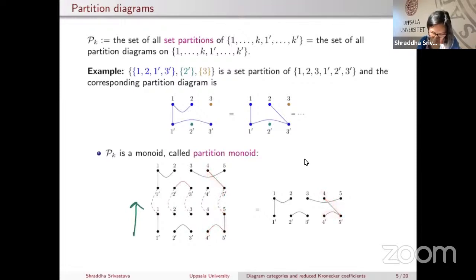And then there are things which are completely on the top or bottom, that don't see each other. So they appear as they are in the multiplication. Like this we have here. In this multiplication, there can be things which lie completely in the middle. What we are going to do, for the monoid, is just ignore them. We don't do anything with them. And so this gives a monoid structure on the set of partition diagrams.